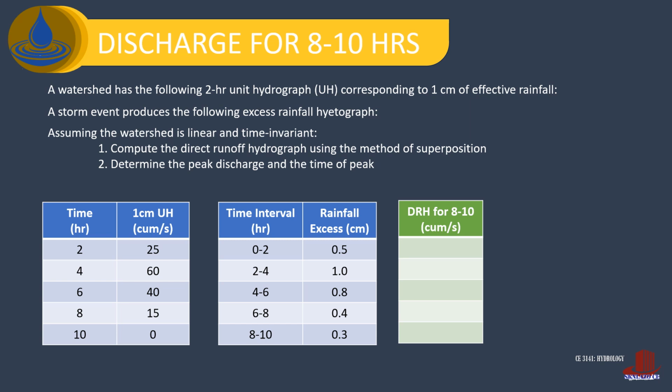For the last interval of the storm, the rainfall turned 0.3. Again, multiply these to the unit hydrograph and have 7.5 at T2, 18 at T4, 12 at T6, 4.5 at T8, then 0 at T10.